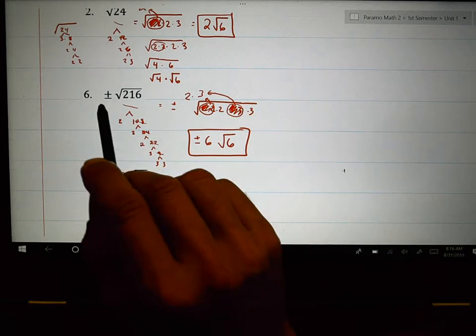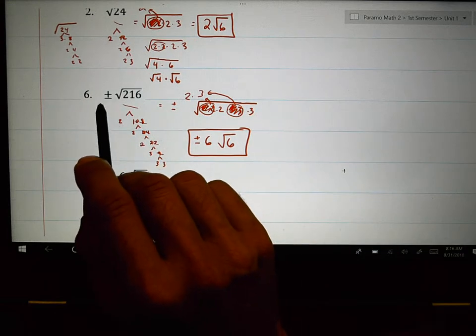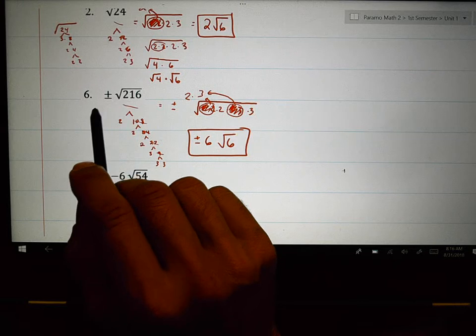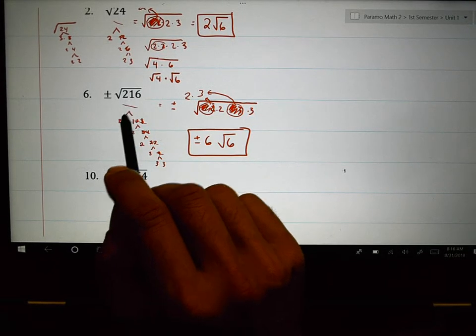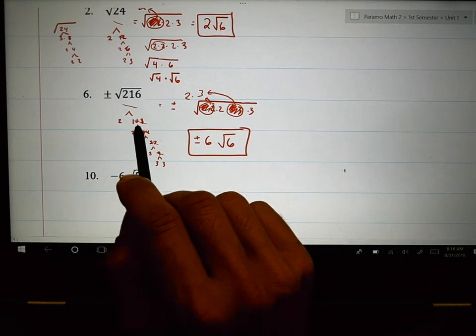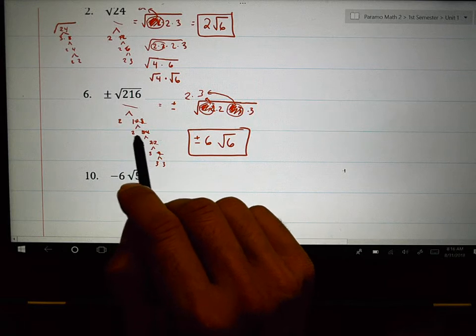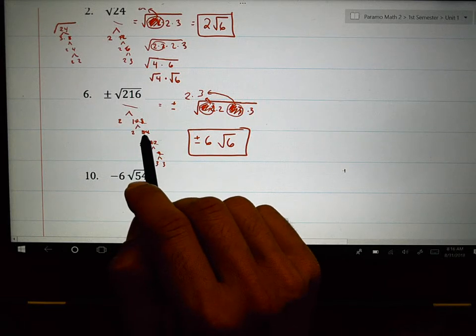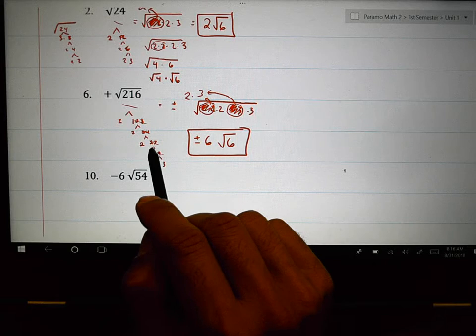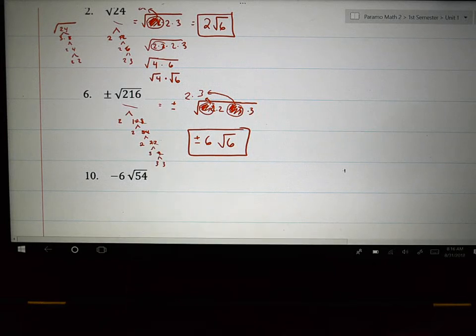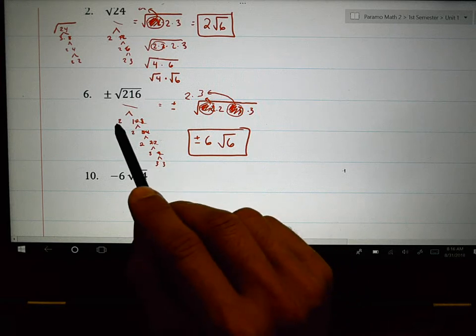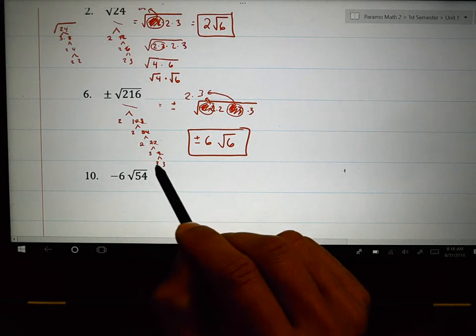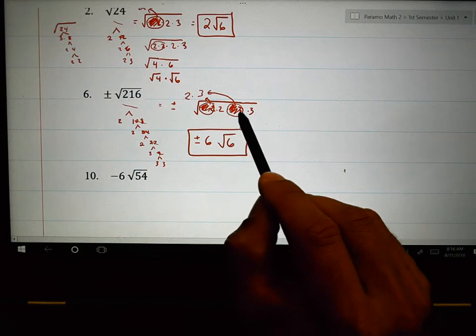Number 6, just to review, if there's a plus or minus sign in front, leave it there. We're going to multiply anything that breaks out by that plus or minus sign. So for number 6, I didn't know what multiplies to be 216, so I just divided it by 2, which was 108. Then I took the 108, cut it in half, 2 times 54. Then I took the 54, cut it in half, 2 times 27. Then I took the 27 and divided by 3 and I got a 9. I took the 9, divided it by 3 and got a 3 and a 3. And so what I had was a 2, a 2, a 2, a 3, a 3, and a 3.